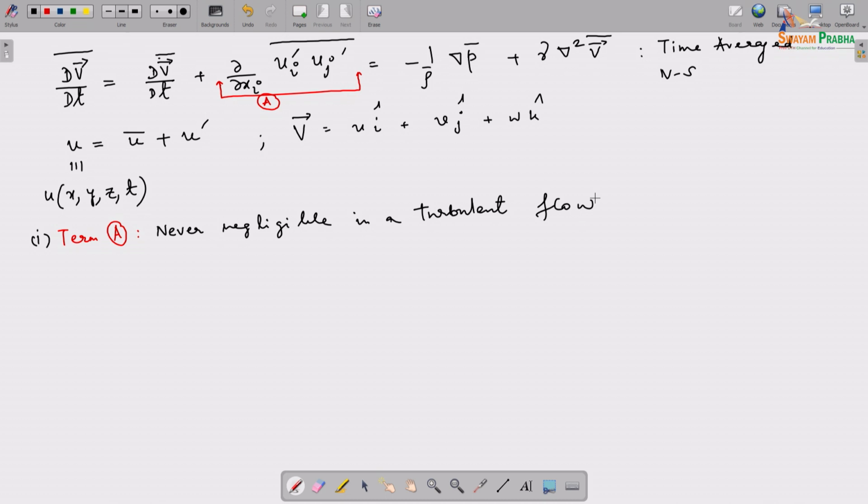So obviously this is a fluctuating part of the velocity. I represent the velocity in this fashion. If this part is negligible, then the mean averaged velocity is the same as the total velocity, and there are no fluctuations, then we're not talking about turbulence, right? If we are talking about turbulence, then this term u dash cannot be negligible, right? Therefore, if I am considering turbulent flow, this term A in the Navier-Stokes equation is never negligible.